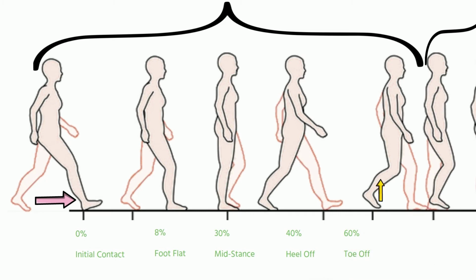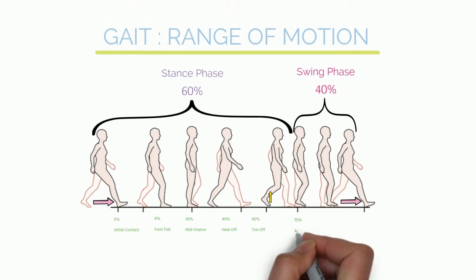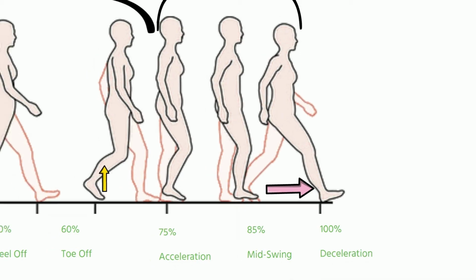Now, let's take a look at the swing phase events. We have three main events: acceleration at 75%, mid-swing at 85%, and deceleration at 100%, completing the gait cycle. Finally, let's take a look at the ranges of motion.